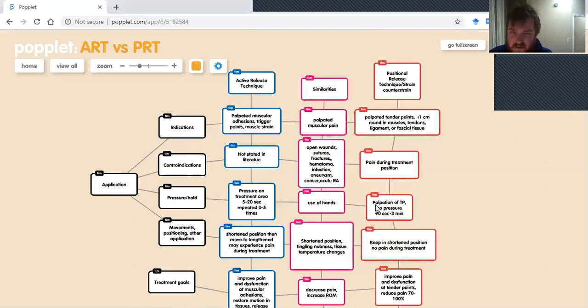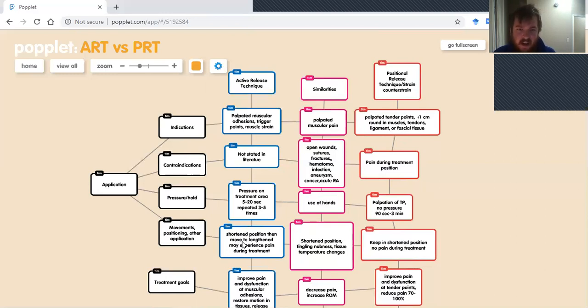With PRT, the difference is you're palpating and finding those tender points, but then you're putting the patient into a position of comfort and shortening that muscle, and you're not applying that much pressure onto the tender point. The only thing you're doing is palpating and talking to the patient to see if, with them in that shortened position, the pain has been reduced, so you're finding a position where the pain doesn't exist. That leads us into the movements and positioning differences.